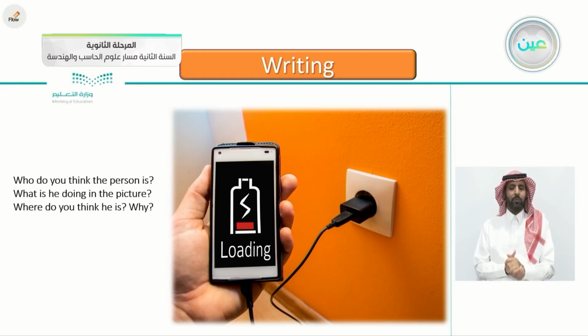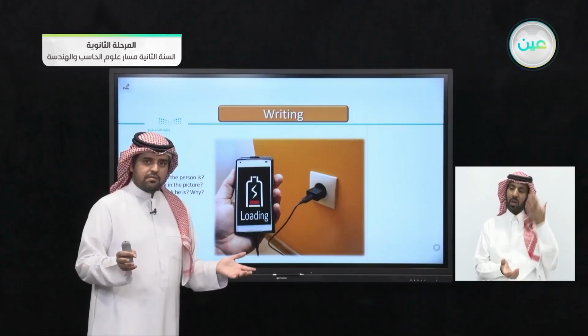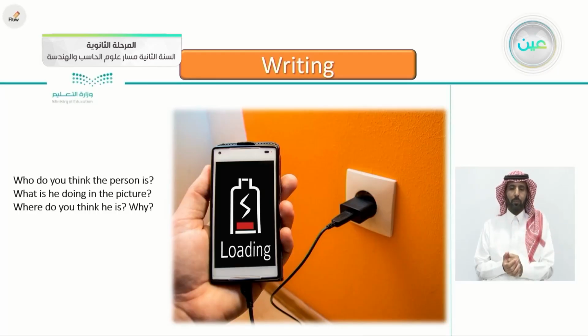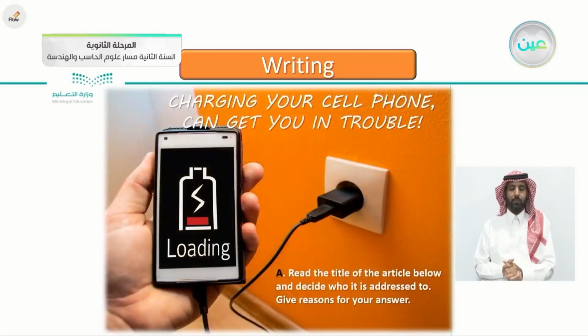So who do you think the person is? It could be anyone. Is he the owner of the place or not? We don't know. What's he doing in the picture? As we said before, he's charging his phone, as you can see. Where do you think he is and why? From the picture, we can't tell really. Maybe he's at someone's house, his own house. Maybe he's in a company, so we don't know. And why, we will see later. So this is today's lesson.